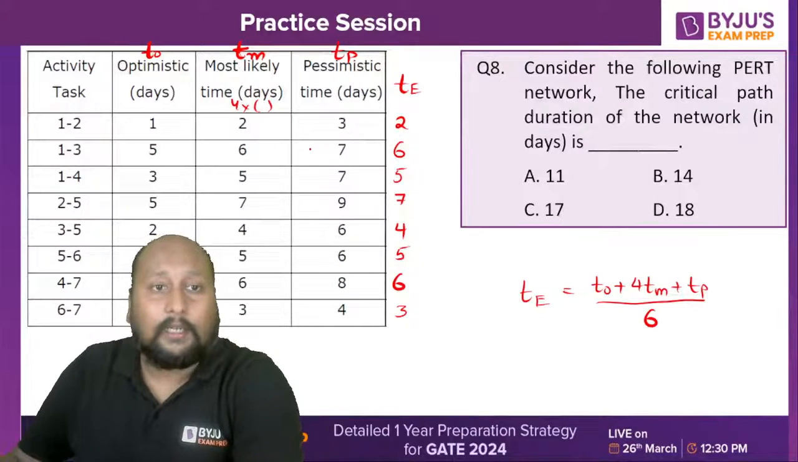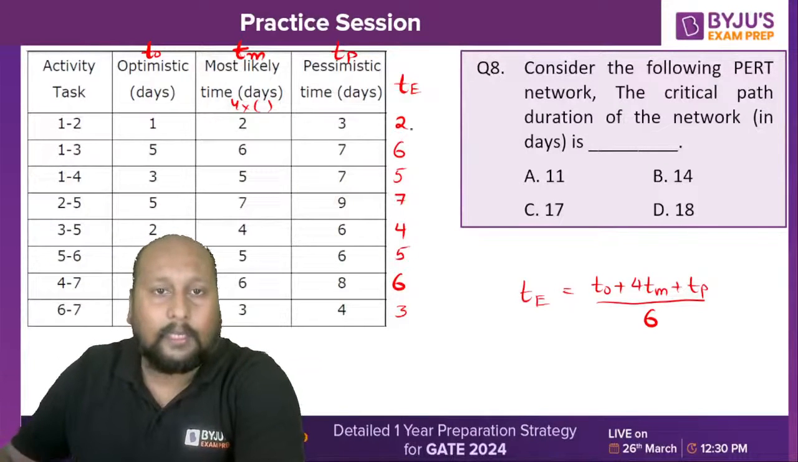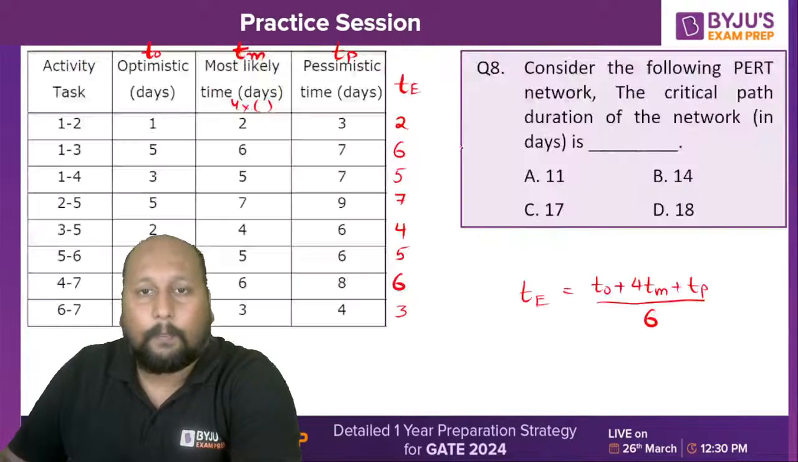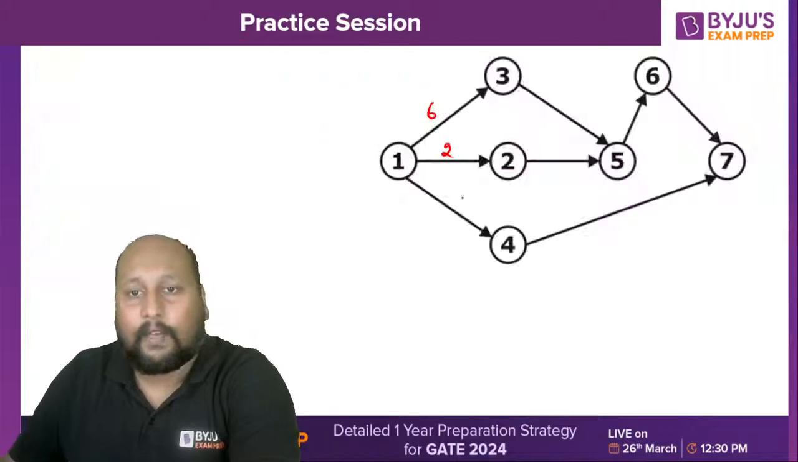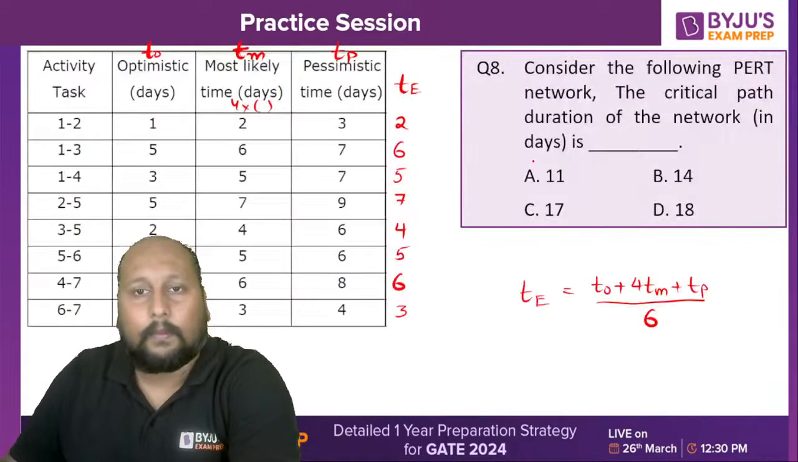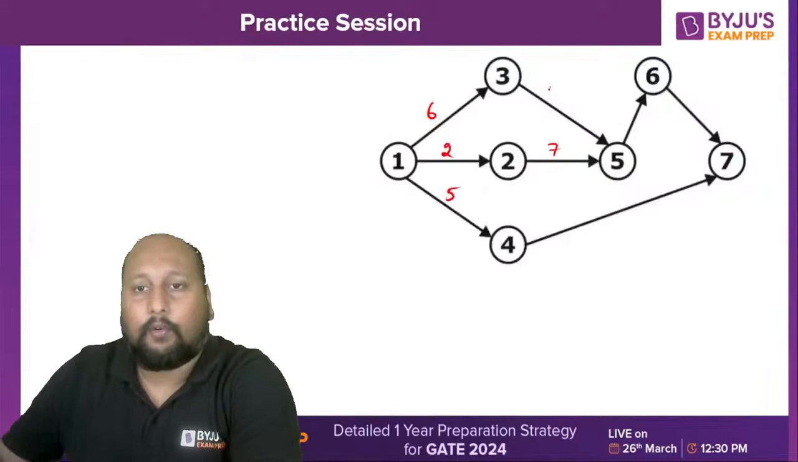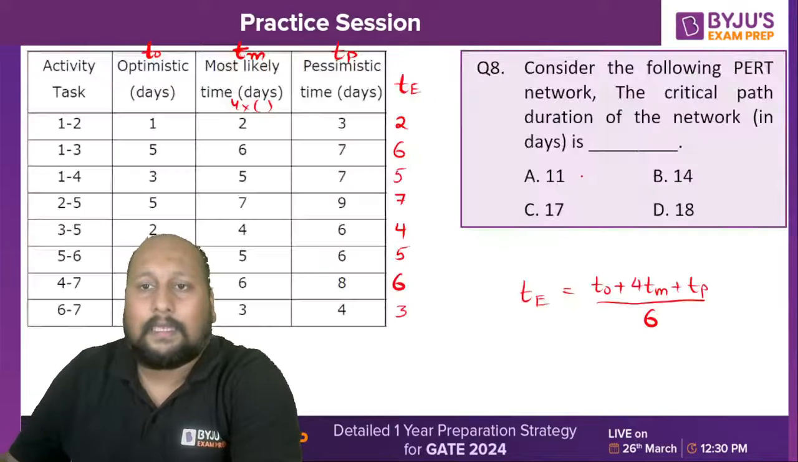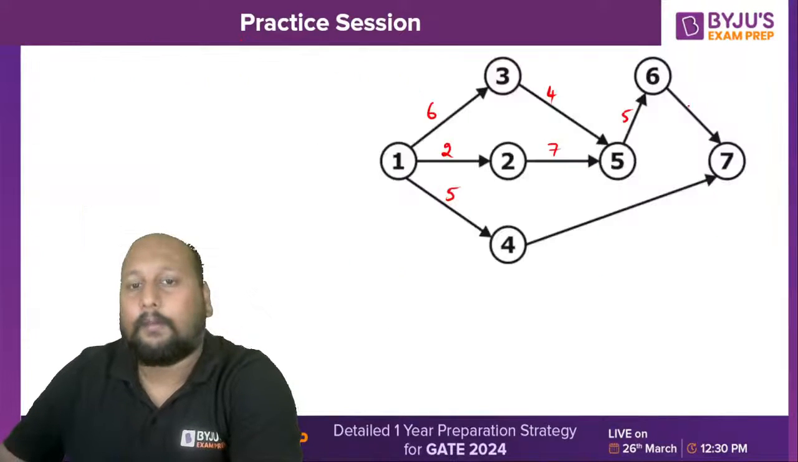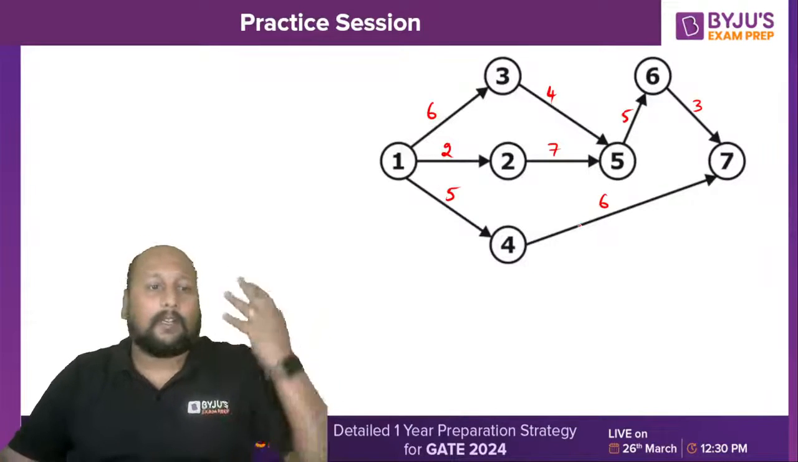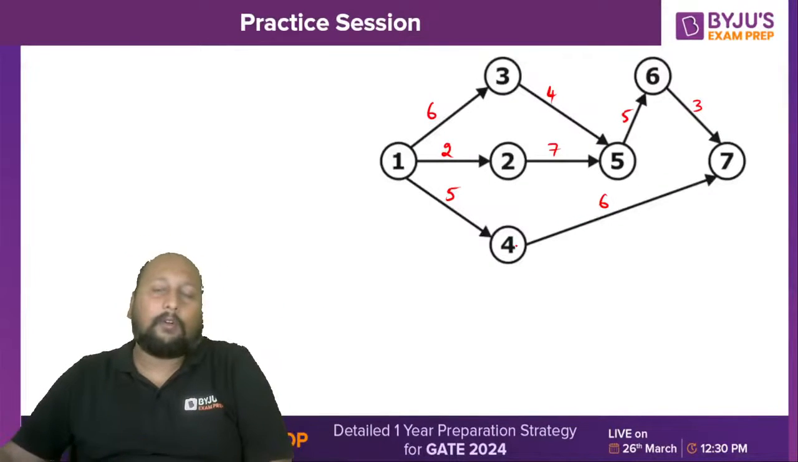So for each individual activity we got the expected duration. Let us write it here. 1-2 has 2, 1-3 has 6, 1-4 has 5, 2-5 has 7, 3-5 has 4, 5-6 has 5, 6-7 has 3, and 4-7 has 6. Now we need to identify the critical path, the expected duration of completion.